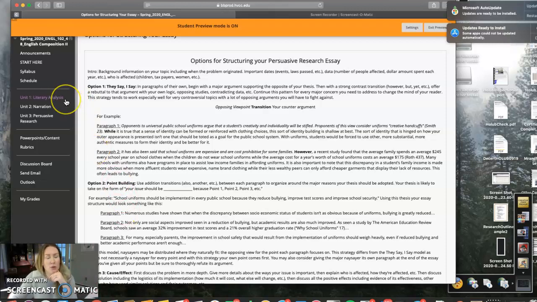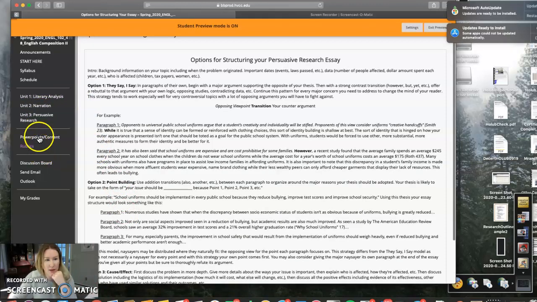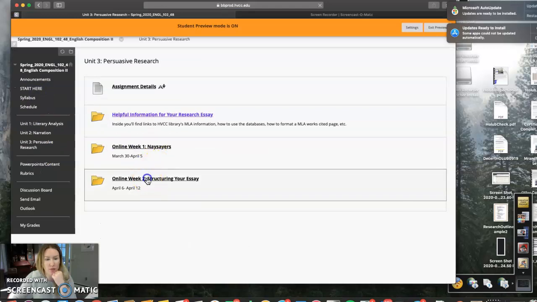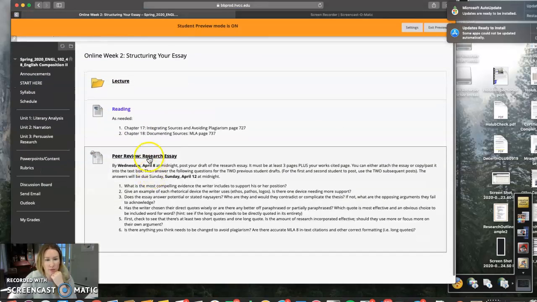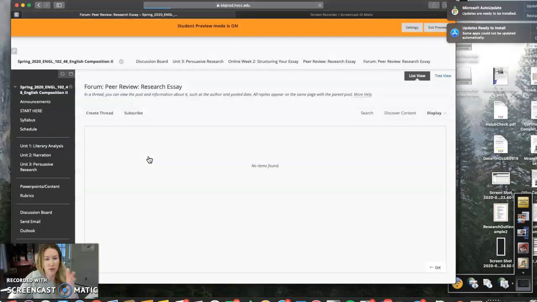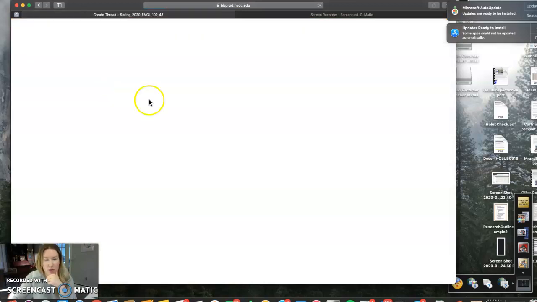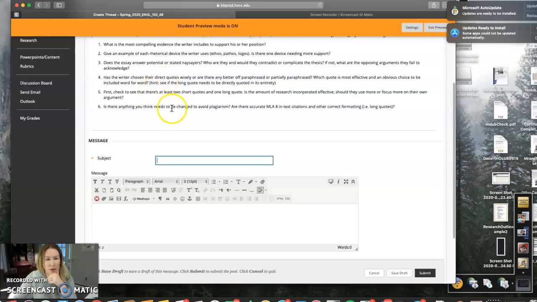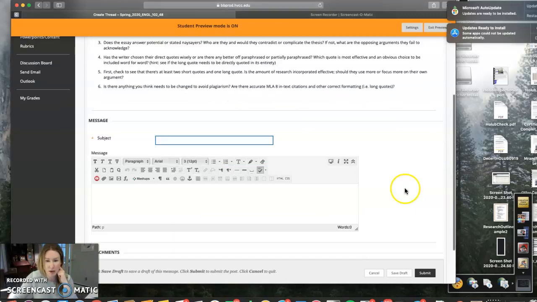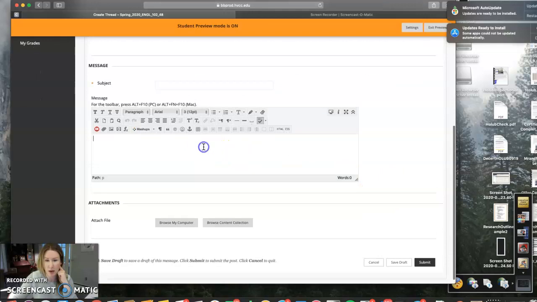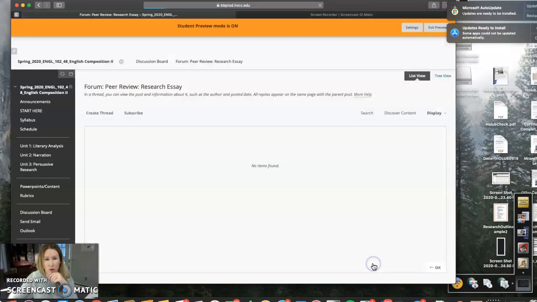So this week we're doing peer review. By Wednesday, make sure that you have posted your rough draft. If you click on peer review, the instructions were there. Create thread. Again, in your subject, I ask you guys to put your name so I can see who is responding to who. And you can type it in the message box. You can also copy and paste it. I don't know what the word limit is though, or you can attach it as well. So whatever you think works better.